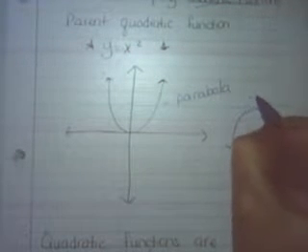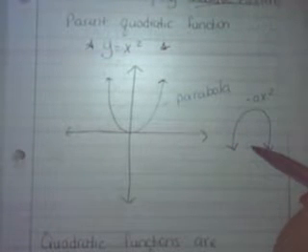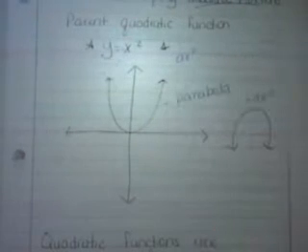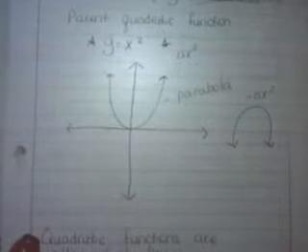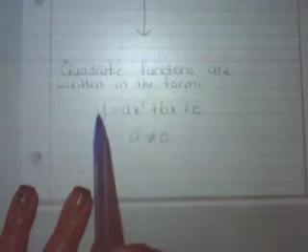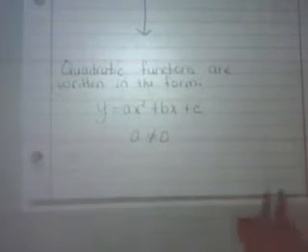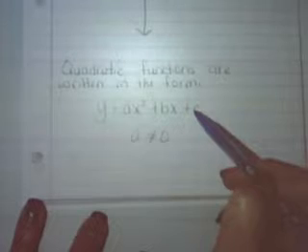So if you have a negative number in front of your x squared, it's going to open downwards. If you have a positive number in front of your x squared, it's going to open upwards. Okay? Quadratic functions are written in the form y equals ax squared plus bx plus c. A cannot equal 0. So let's review how to identify the values of a, b, and c.